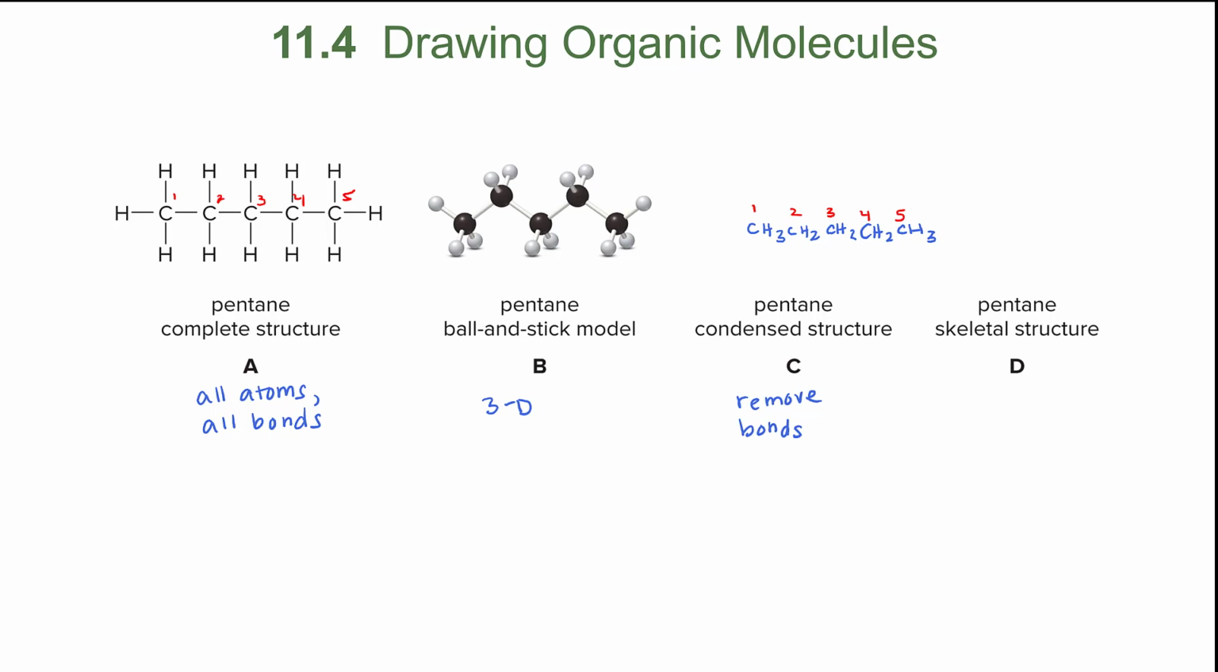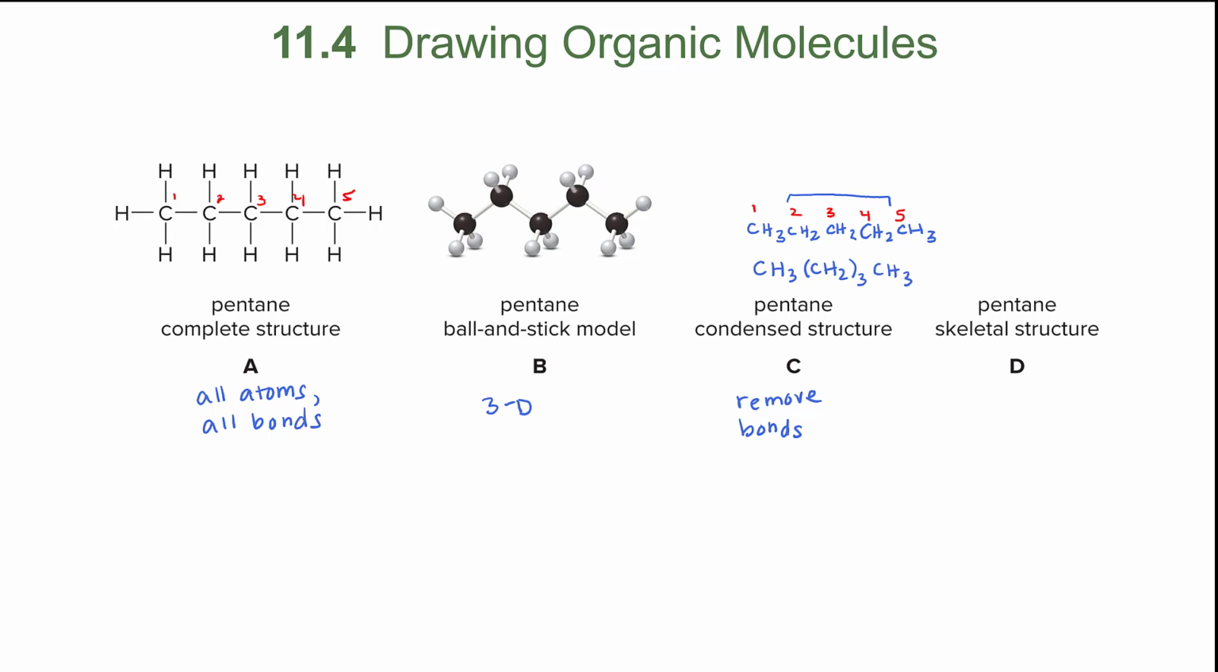And there's one more way that we can shorten it. So I can write my CH3. And all of these CH2s are the same, so I can cluster them together in parentheses. So that's CH2, and I have 3 of those, so I can just list it that way, and then CH3.